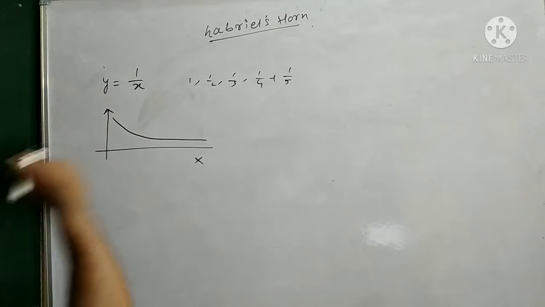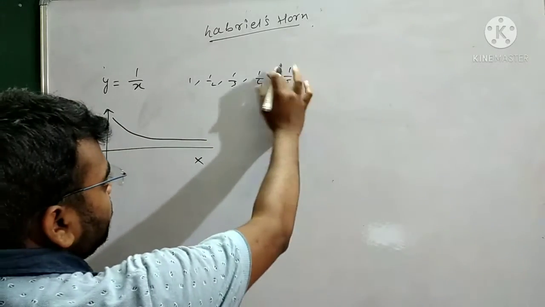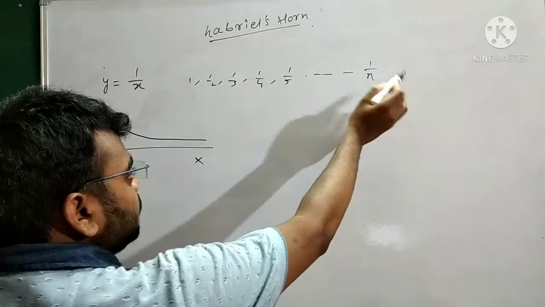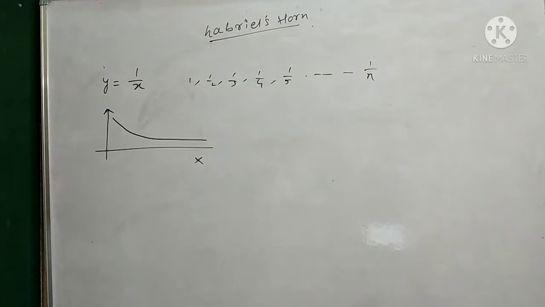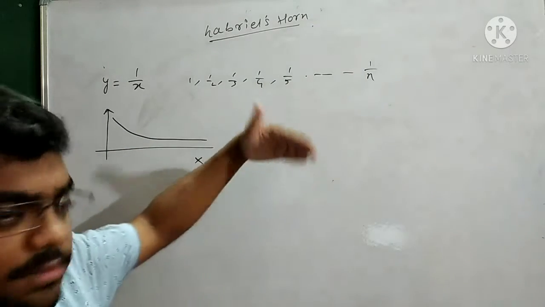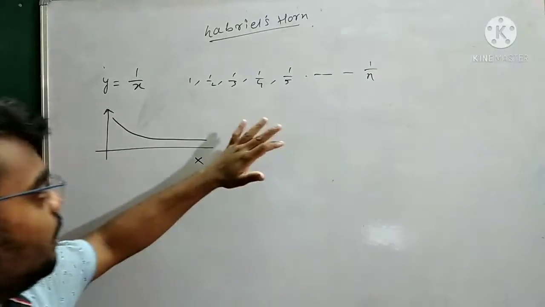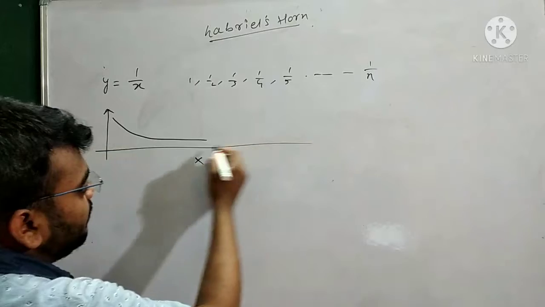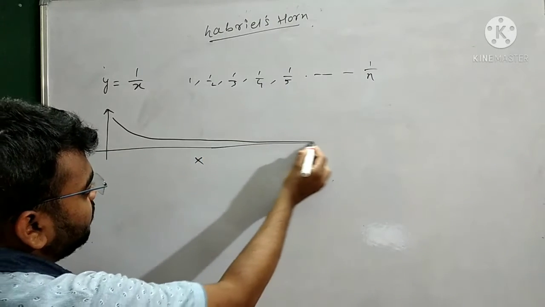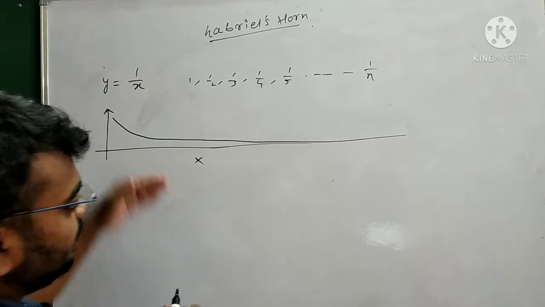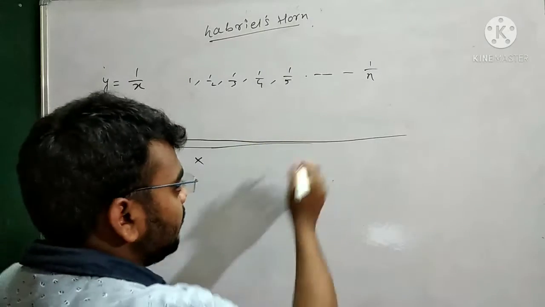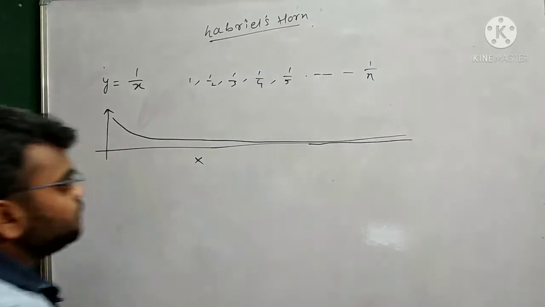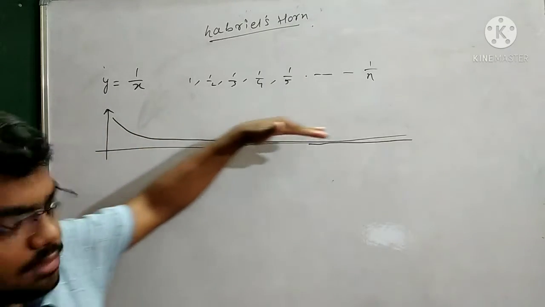So see now, it will become 1 upon n, so then the function becomes 0, isn't it? If I extend it, then the graph will be like this. Actually it is parallel to the axis, in this way the graph will be like this.